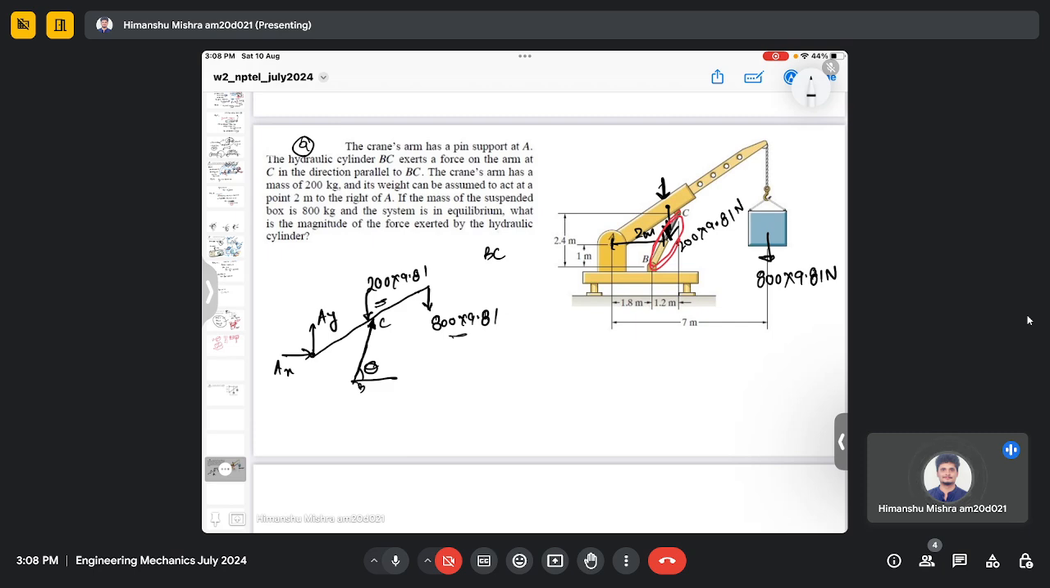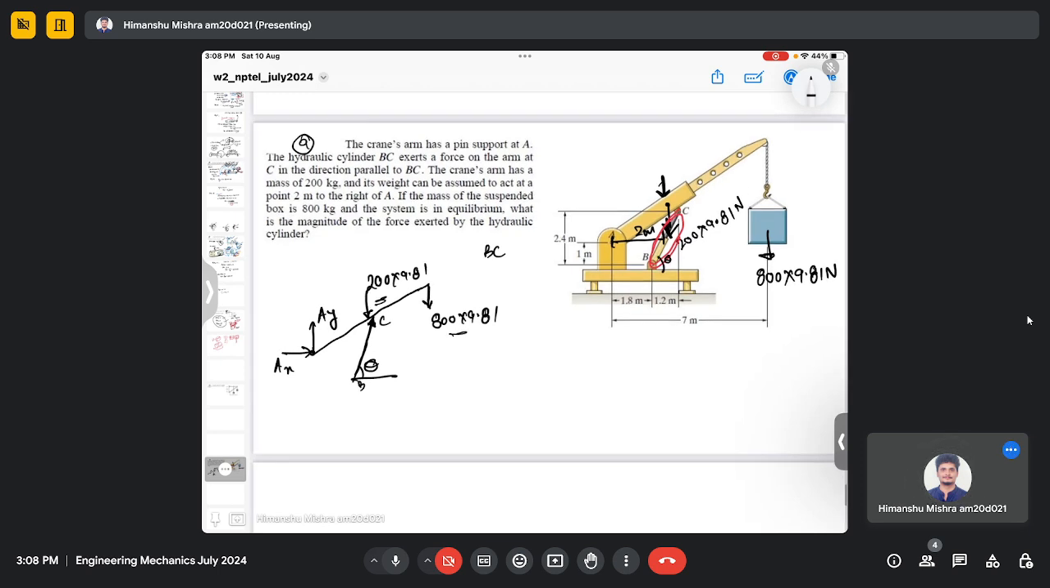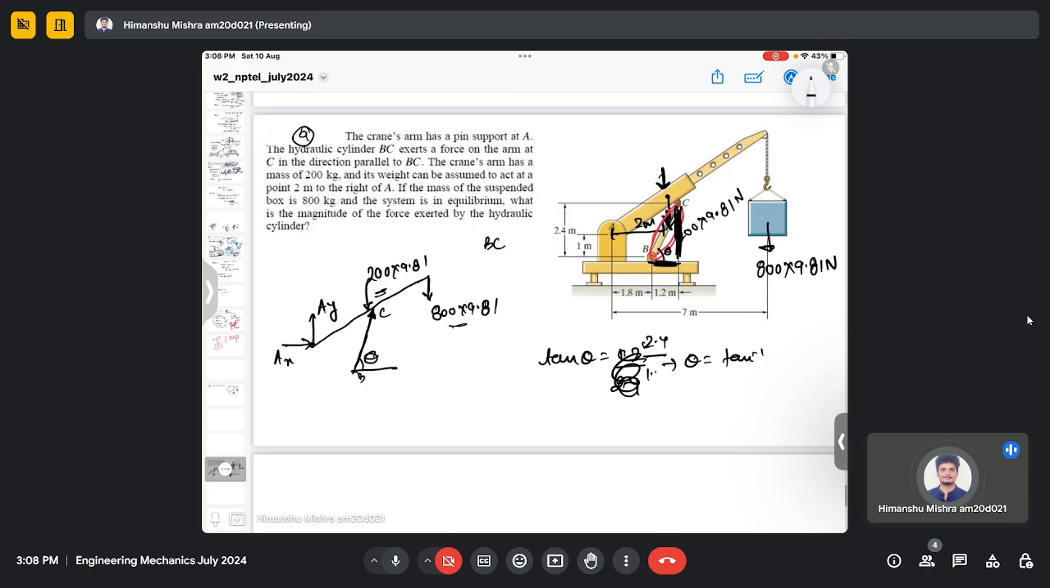First let's find out the angle theta. We will be finding this angle theta. We know this distance and we know this distance. So we can use the formula of tan theta, which will be 1.2 divided by 2.4. Sorry, it will be the other way around, 2.4 divided by 1.2. If you solve this, you will get theta equals 63.4 degrees. So this is our theta.